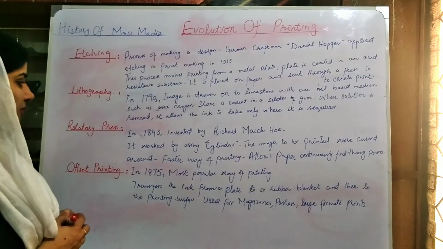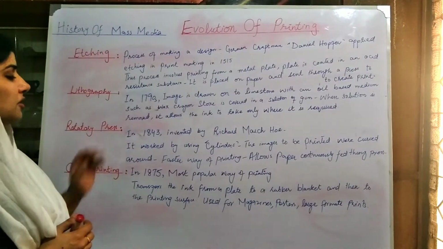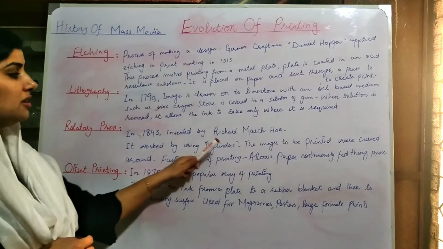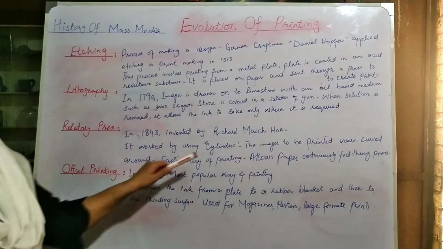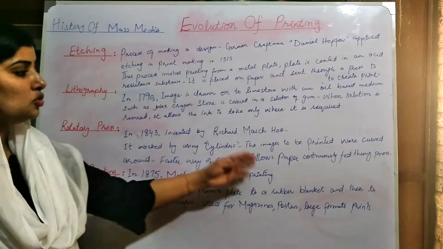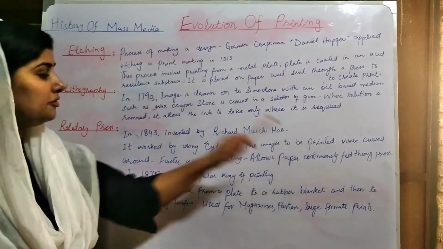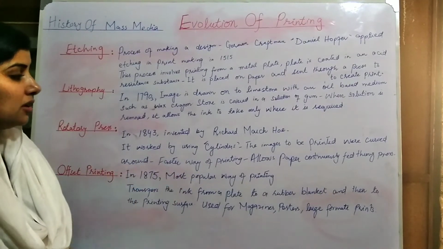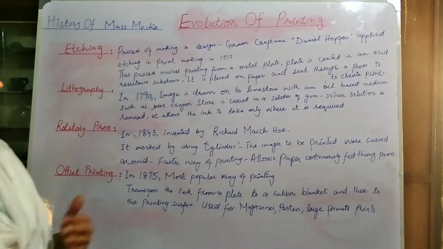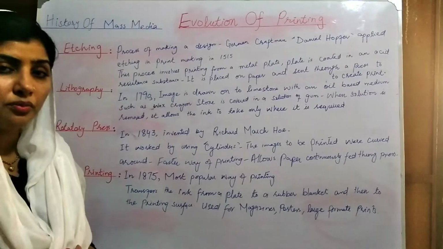Rotary press. In 1843, it was invented by Richard March Hoe. It worked by using cylinders. The images to be printed were curved around them. It was a faster way of printing. It allows paper to be continuously fed through the press.